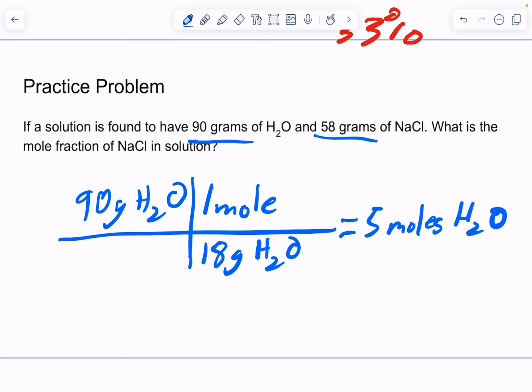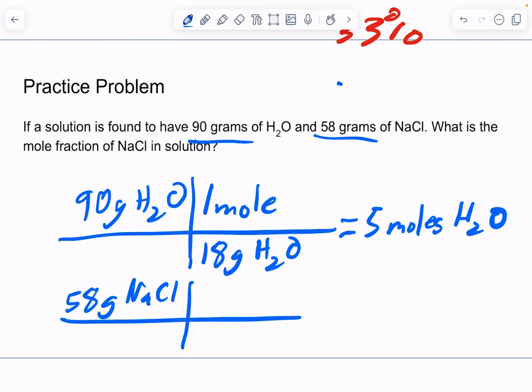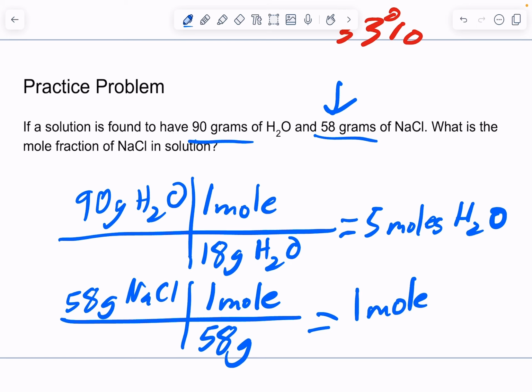Okay, I'm going to do the same thing with my NaCl. I have 58 grams of NaCl. Okay, I got that from the question right here. I also know that the molar mass of NaCl is 58 grams for every 1 mole. Okay, I got that from the periodic table. Sometimes they're going to give it to you in the question. On this particular one, it didn't, so I'd have to get it from the periodic table. Well, that's nice and easy. That comes out to 1 mole of NaCl.